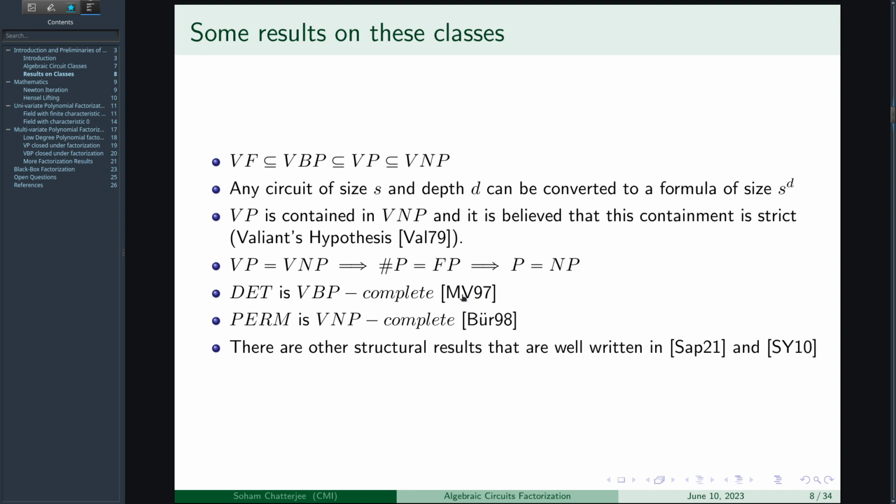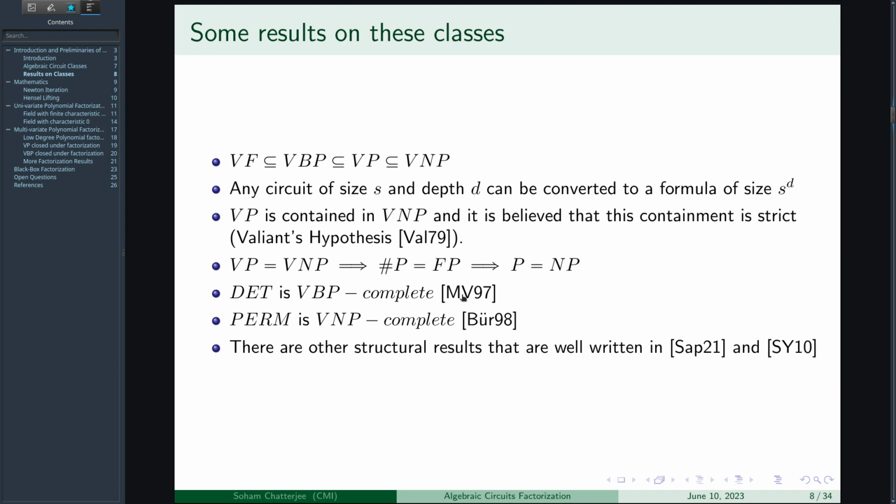Another result: any circuit of size s and depth D can be converted to a formula of size s to the power D. Basically, each node can have at most as many edges going out of it as there are nodes, because we have size s. So you have to make that many copies of that node. You will do this at each depth, so at each depth you have to multiply by s. That's how we get s to the power D.